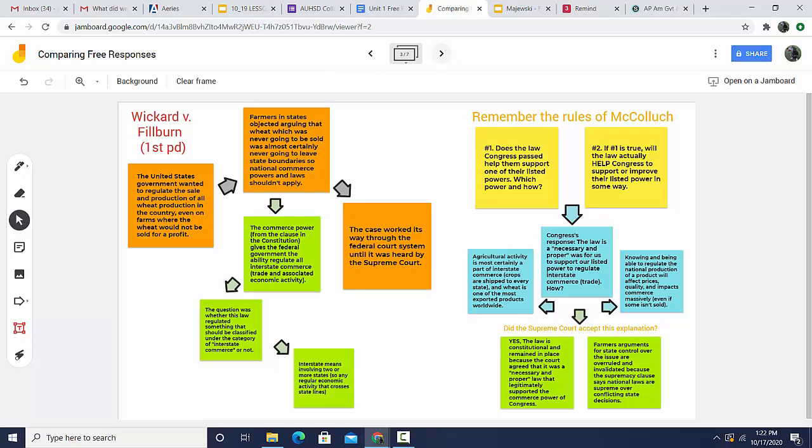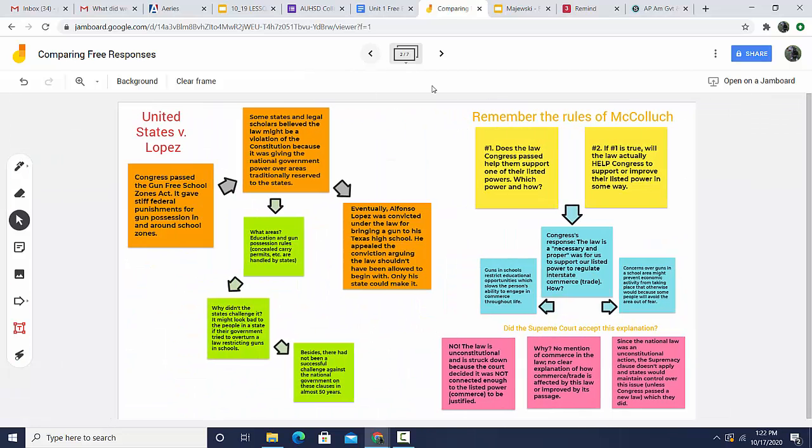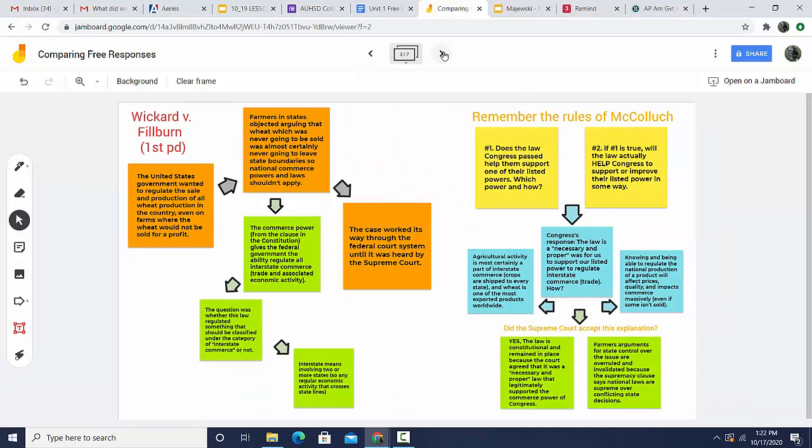All right. You will notice I have the setup of this exactly the same way as it was for Lopez, right? In terms of the final results and the reasoning of the court and the arguments that the national government made. So let's start with Wickard v. Filburn. In this case, the United States government wanted to regulate the sale and the production of all wheat in the country, even on farms where the wheat wouldn't be sold for a profit, right?